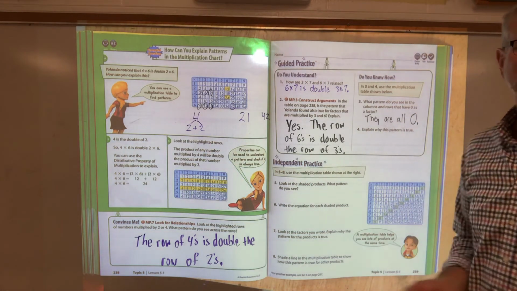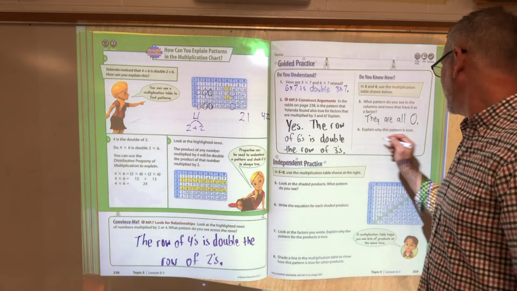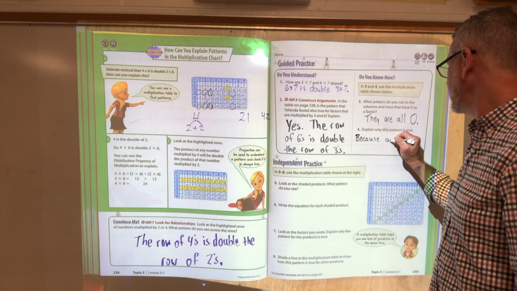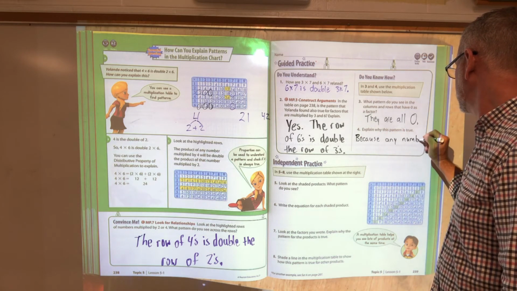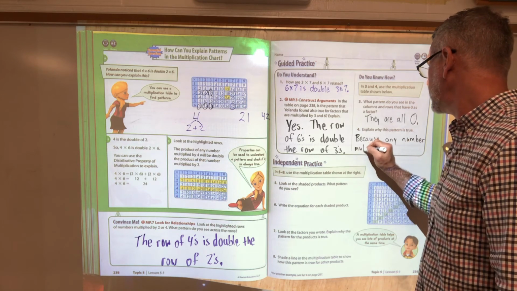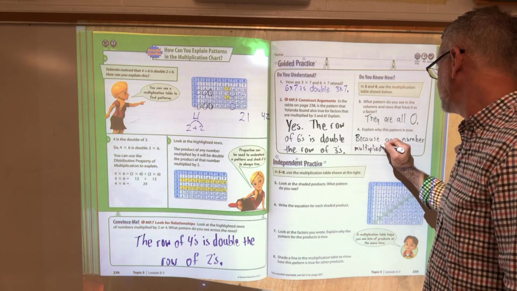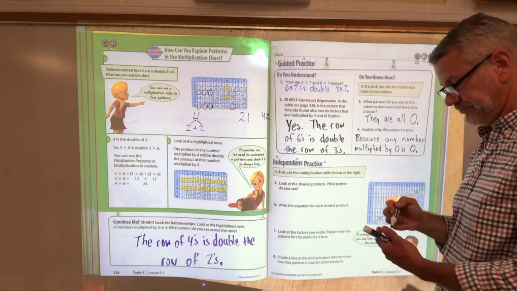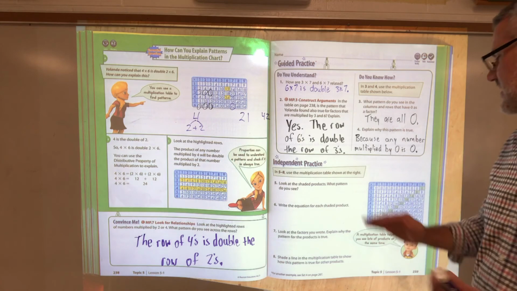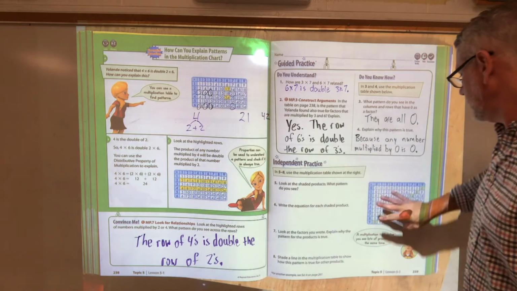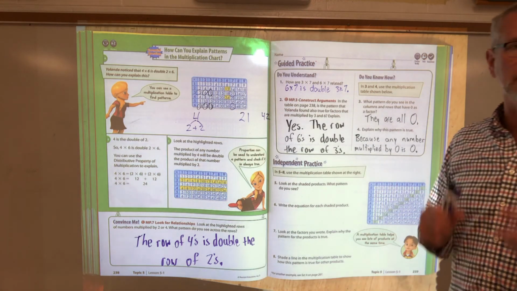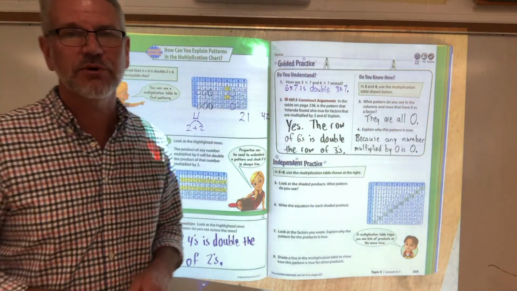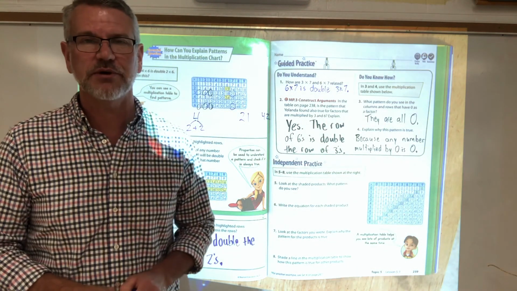Explain why this pattern is true. I just answered that question. Why is that pattern true? Because any number multiplied by 0 is 0. Okay? So that's why a lot of times you will not see that. Use this chart here. We're looking at patterns on the multiplication chart, the times table, the multiplication table, whatever you want to call it. Another tool to help you get these answers.